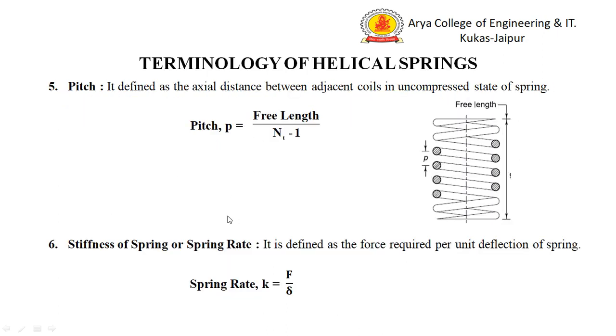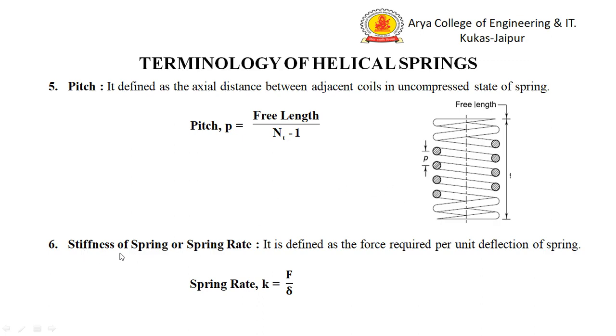Next parameter is the pitch. Pitch is the axial distance between the adjacent coils in unloaded condition. It is denoted as small p as shown in the figure. So pitch p is equal to free length divided by number of these gaps. So it is equal to Nt minus 1. So pitch p is equal to free length upon Nt minus 1, where Nt is the total number of coils.